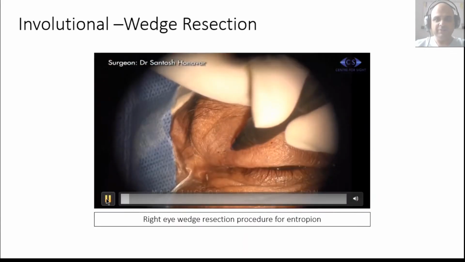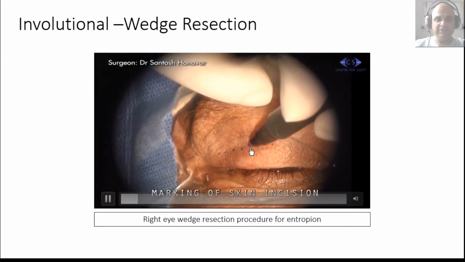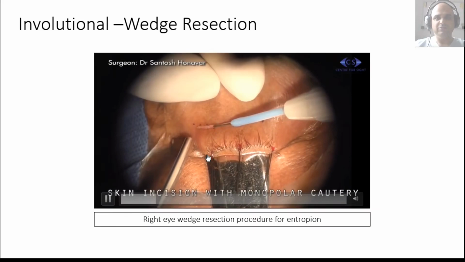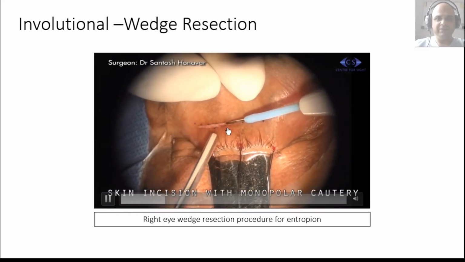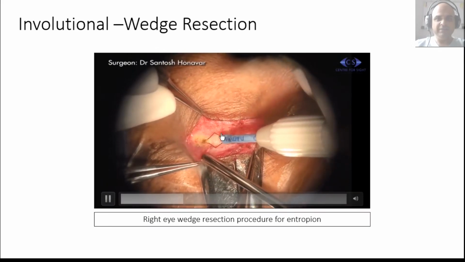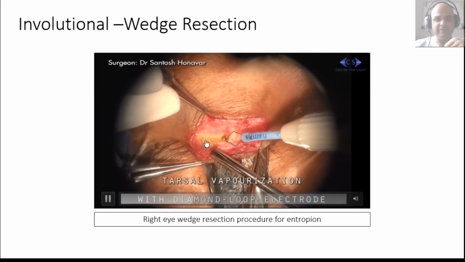This is not my video. This is Dr. Santosh. This is where he will incise. This is the upper lid, in all likelihood secondary to trachoma. This is skin incision. This is a pottery that is being used. And this is how he's resecting the tarsal plate.